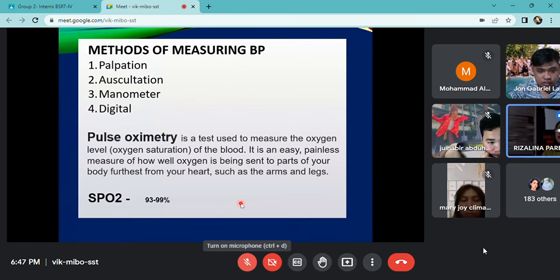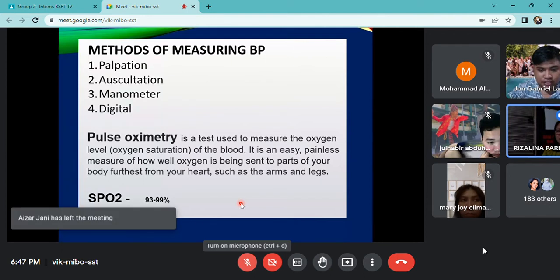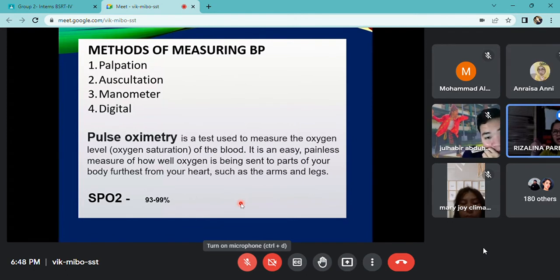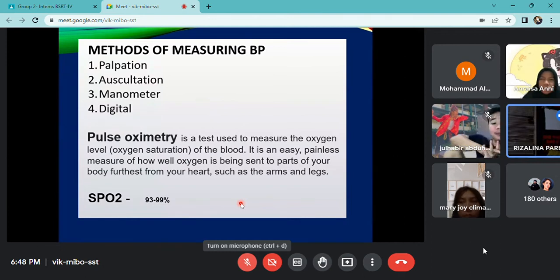When we monitor that the pulsation at the radial pulse is gone upon inflation of the cuff, and then at a certain pressure, we suddenly release the cuff pressure. Once we can palpate that there is pulsation again and we see on the aneroid gauge manometer the reading, that is the systolic pressure. That is via pulsation, palpation.